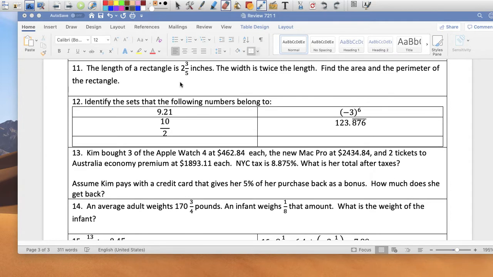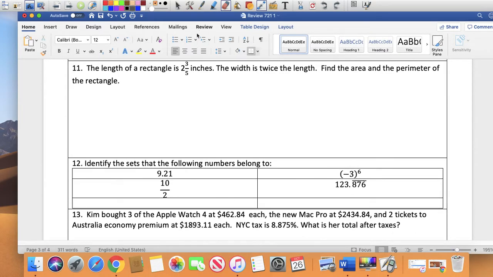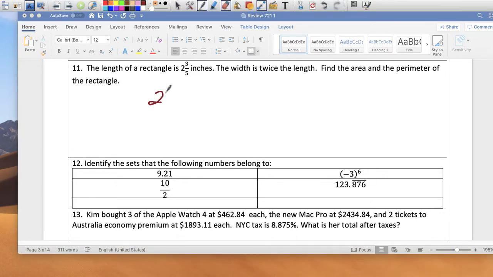It's playing in the background, so actually listen to it. Sorry. Here's the length we want. Length is 2 3/5. All right, and the width is twice that, so we're going to multiply that. Let's change it right now. 5 times 2 is 10, 13 over 5, right? So if you multiply, you get 26 over 5. So that's my width, twice the size.